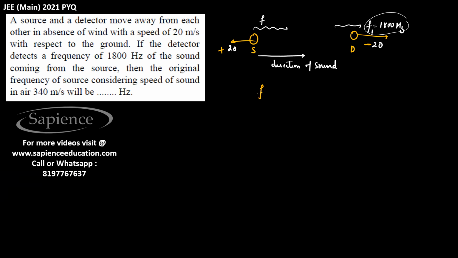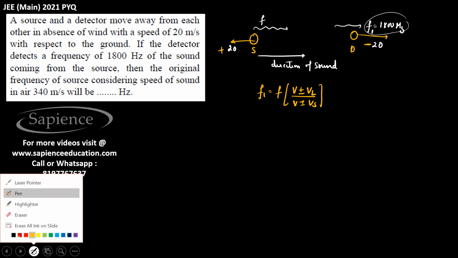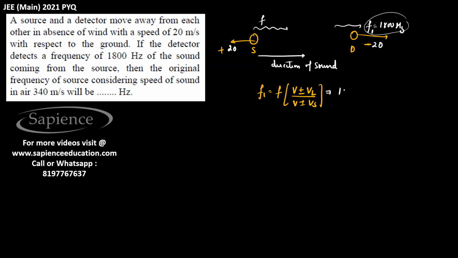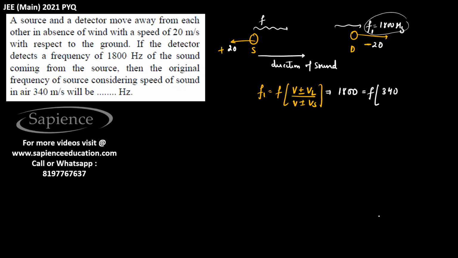So the basic formula for apparent frequency heard will be equal to real frequency into v plus or minus v listener, divided by v plus or minus v source. So plus or minus will be decided by the direction of sound. We already decided that. F dash is 1800. F is the actual frequency. Listener velocity is taken as minus 20. So we put the listener velocity as minus 20, divided by the source velocity, 340 plus, sound velocity is 340 plus 20.